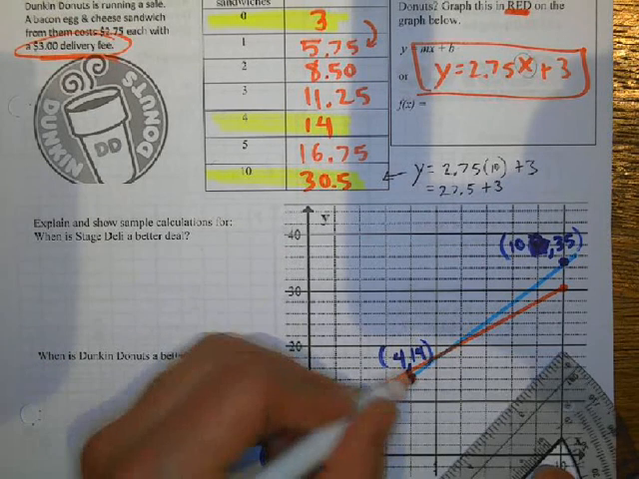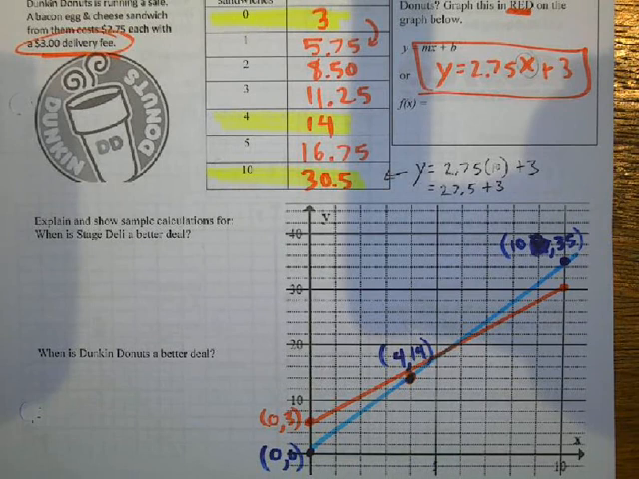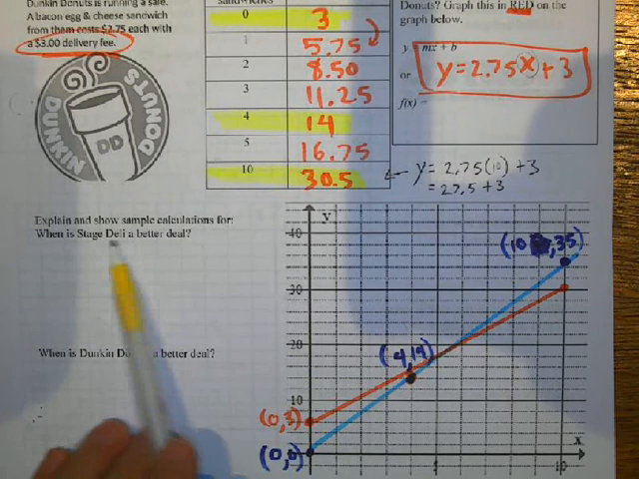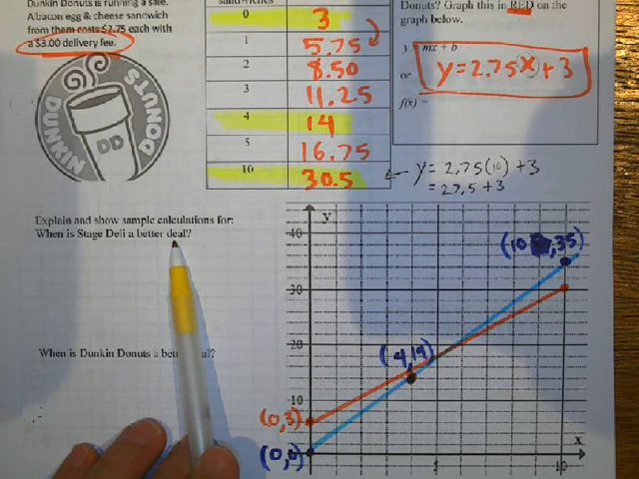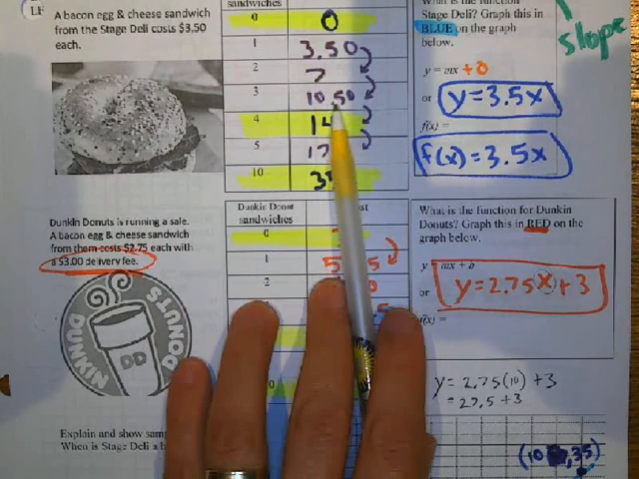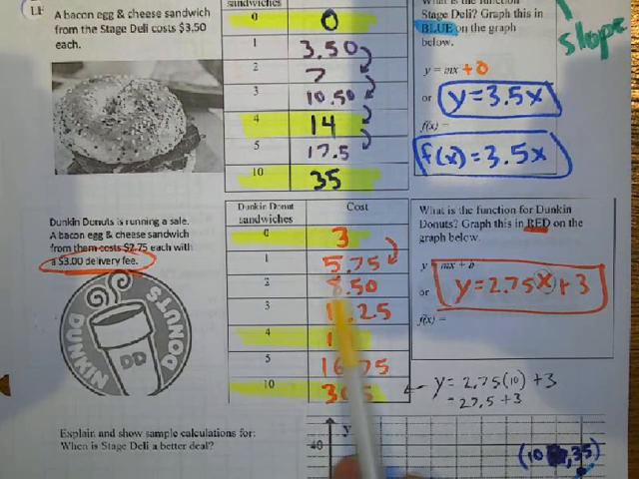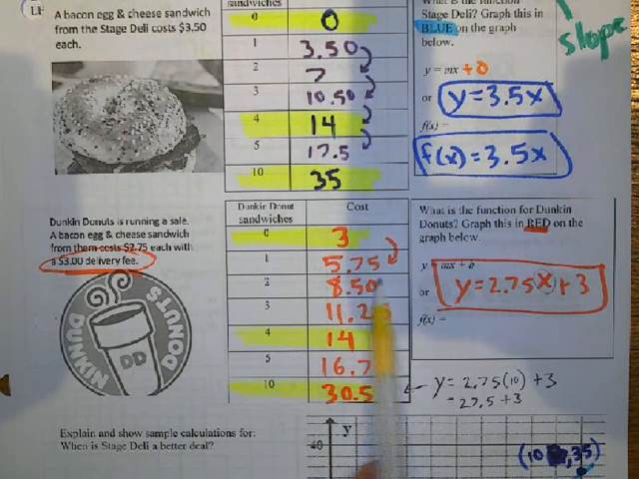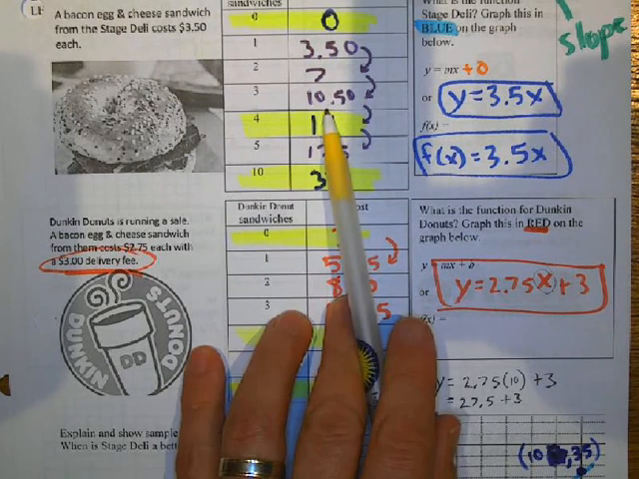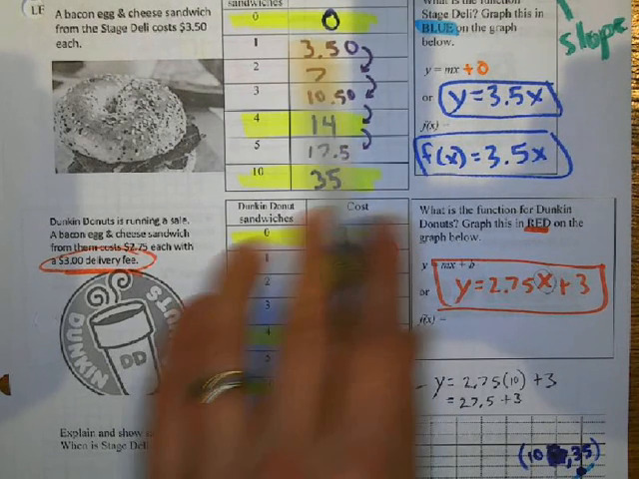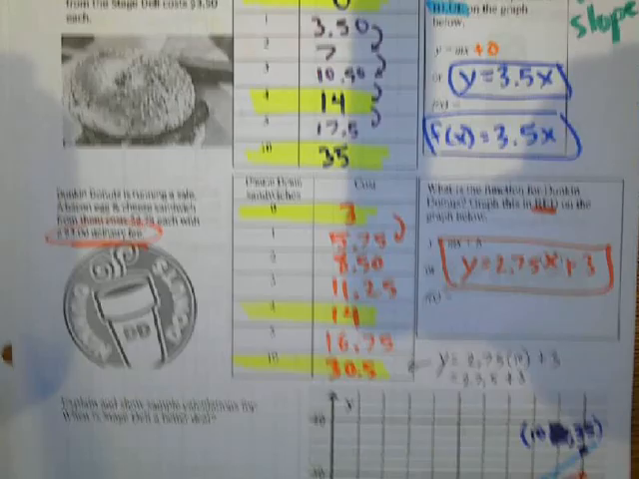It's supposed to go through there, but okay. Anyways, now we've got our line here, and the question says explain and show calculations. When is the Stage Deli a better deal? If I buy one sandwich it's $3.50. If I buy one sandwich here it's $5.75. If I buy 3 sandwiches here it's $11.25. If I buy 3 sandwiches at Stage Deli it's $10.50. So Stage Deli is a better deal when it's less than 4 sandwiches.